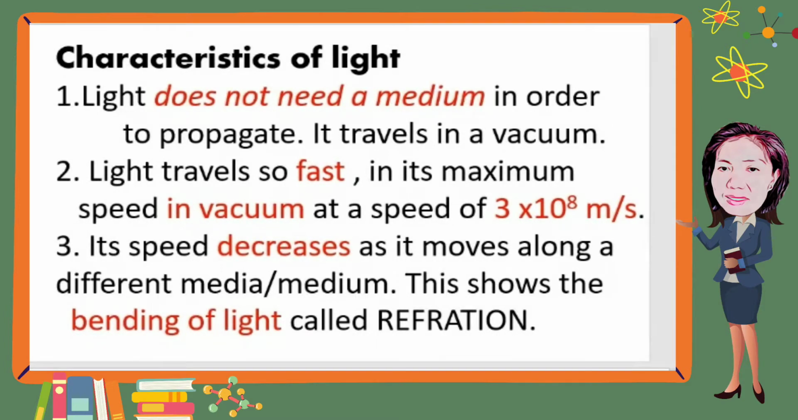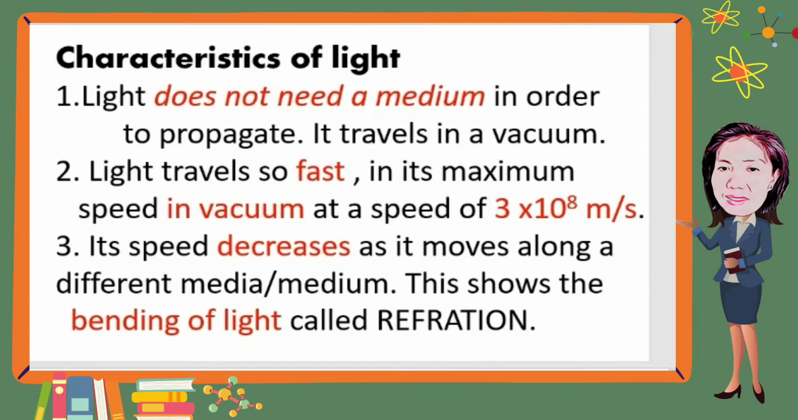Take note, the speed of light decreases as it moves from one medium to another. When it changes medium, there's a tendency that the speed of light will change, will bend. Aside from bending, the tendency is it will always decrease. Its speed will decrease as it moves along a different medium. This is what we call the bending of light, or refraction. This is one example of the properties of light.